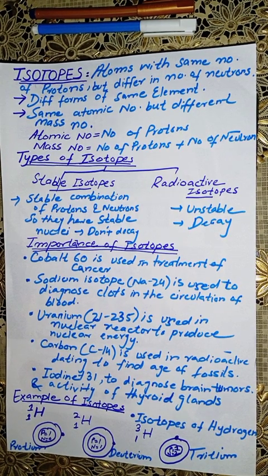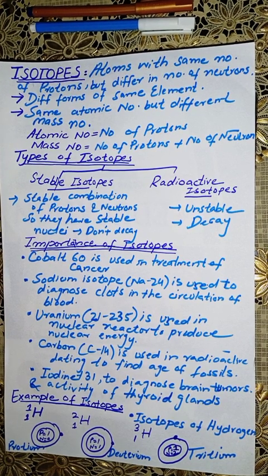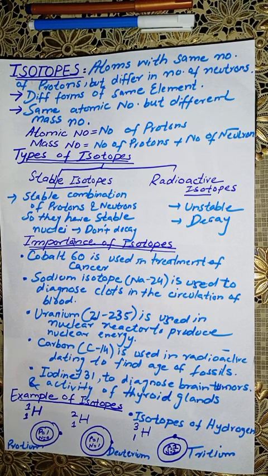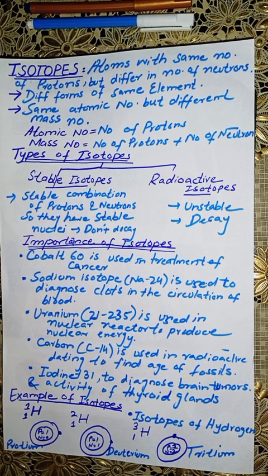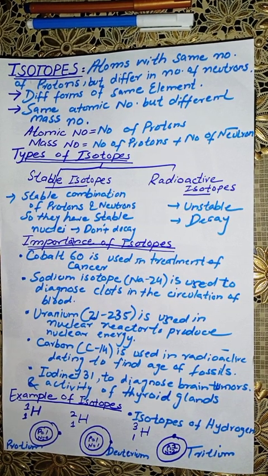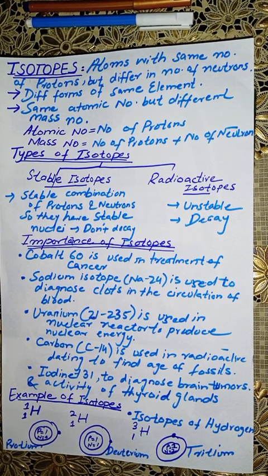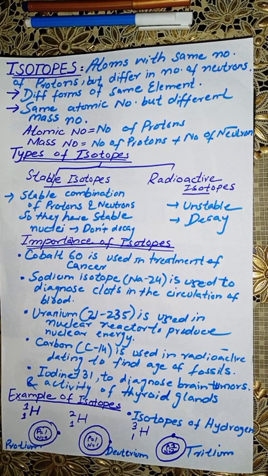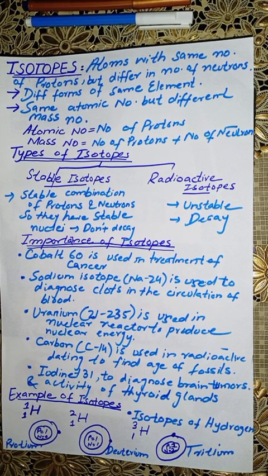Yes, isotopes are atoms with the same number of protons but different number of neutrons, which means that isotopes have the same atomic number but different mass number. Atomic number means the number of protons in the nucleus of an atom, while mass number means the number of protons plus the number of neutrons in the nucleus of an atom. So isotopes have the same atomic number. Why? Because they have the same number of protons. And why do they have different mass numbers? Because they have different numbers of neutrons.